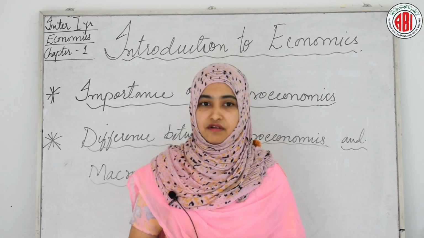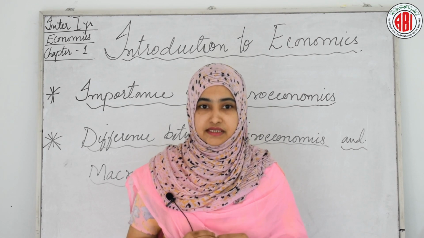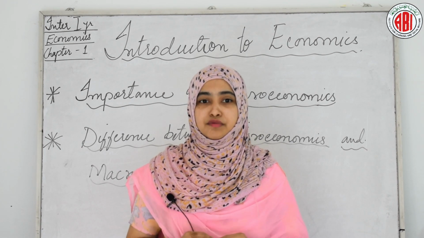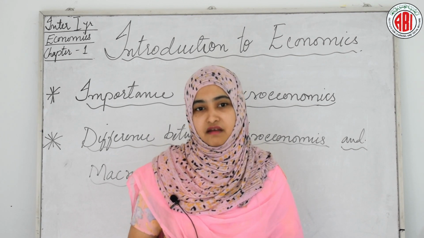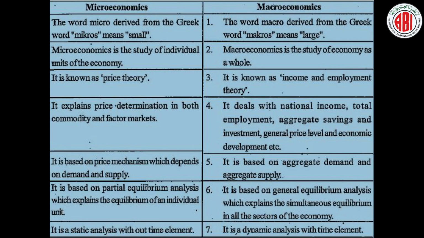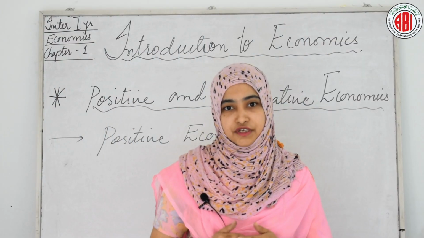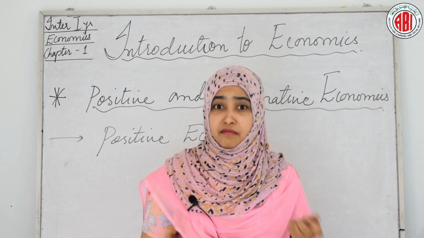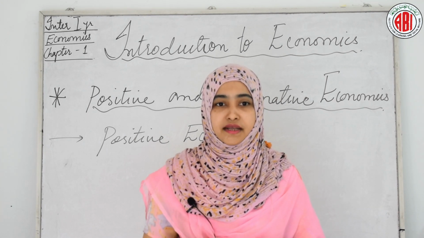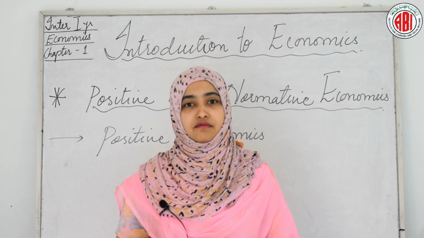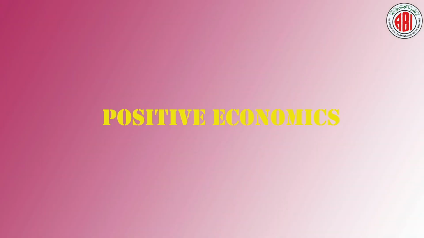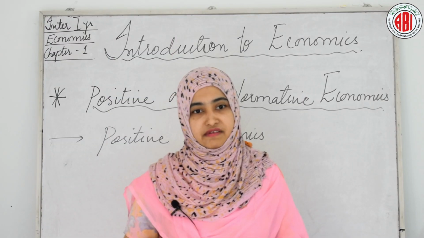Now just have a look at this table and observe the difference between macroeconomics and microeconomics. Okay, have a look. After the observation of macroeconomics and microeconomics, the next point we will deal with is positive and normative economics. So in these points, first we will go with positive economics. What is positive economics? We will see.